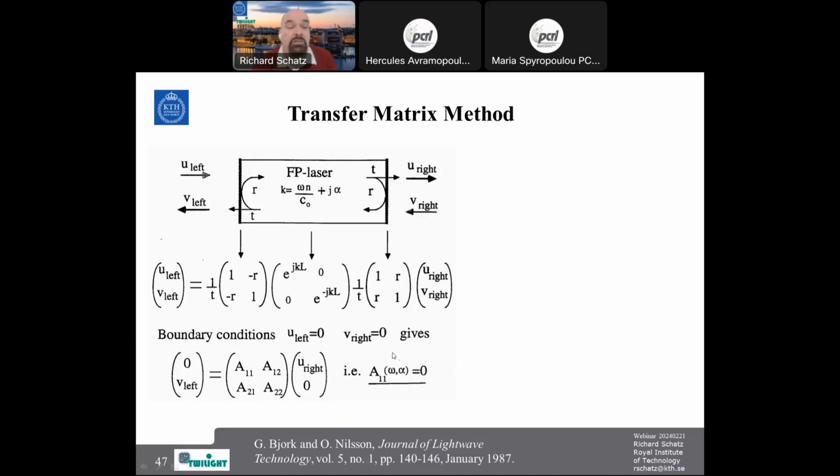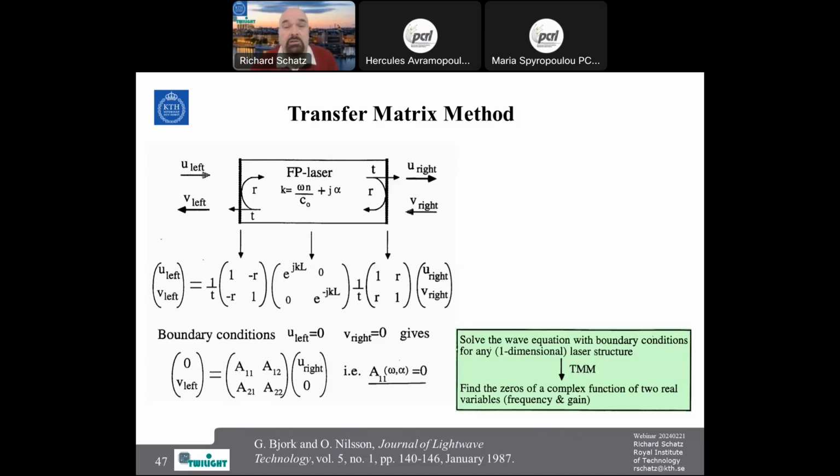But instead of solving Maxwell's equations for this laser, you can describe it with transfer matrices, and then you just need to solve for the zeros of this complex variable in order to get all the modes of your laser. Then you get the resonance condition, and it will be fulfilled for certain wavelengths and certain gains inside the material.